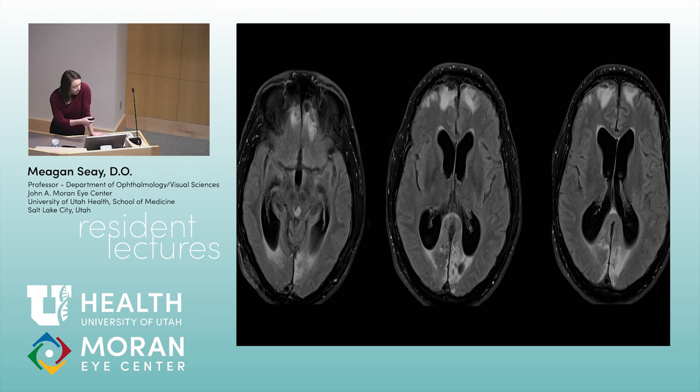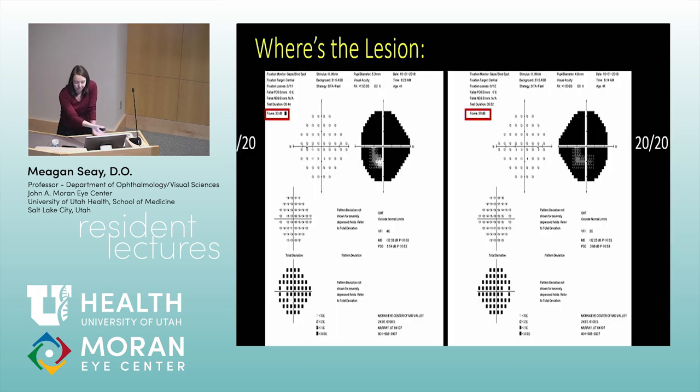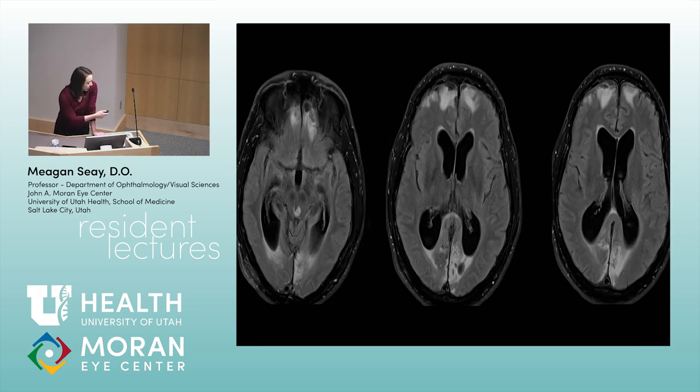Going back to the visual field, it's not as bad on the left in both eyes. If you look closely at his MRI, it's not as bad on the right, but this is a bilateral occipital lesion. You can see it's sparing the tip of the occipital lobes for the most part, which is why he has really good central vision.